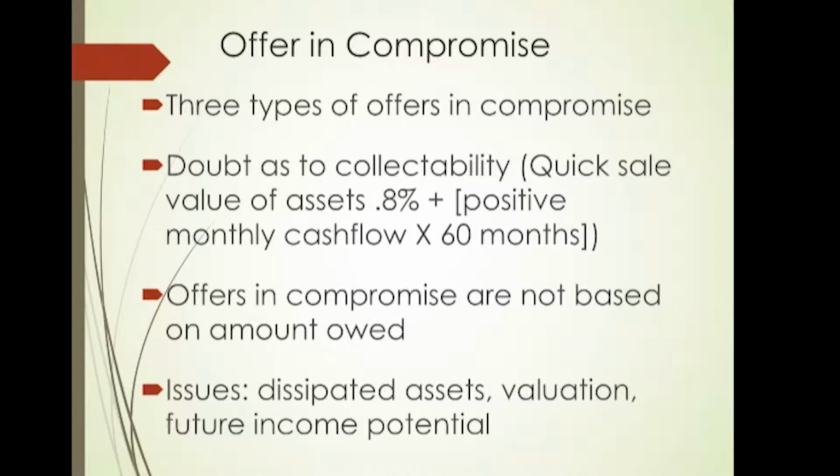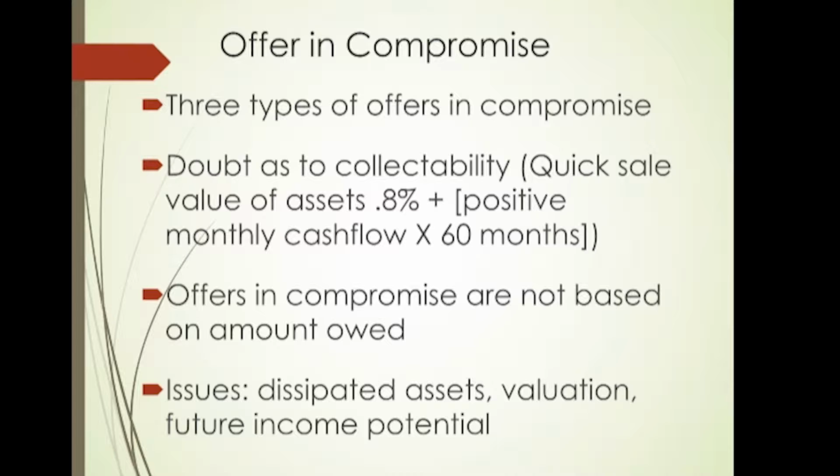The next thing I want to talk about is some of the issues associated with offers and compromises. So the first issue I want to discuss is what we call dissipated assets. A dissipated asset is an asset that the taxpayer has disposed of that the IRS is going to count towards their reasonable collection potential or their minimum offer and compromise.